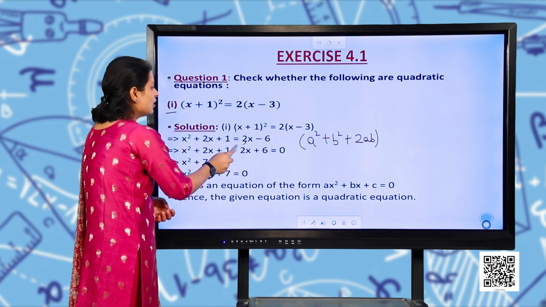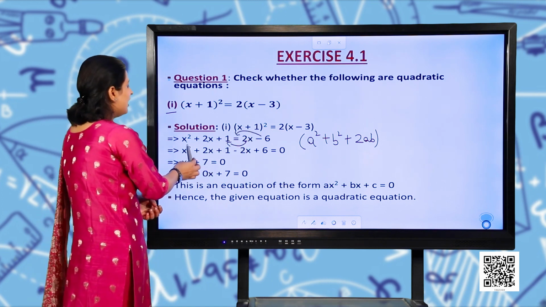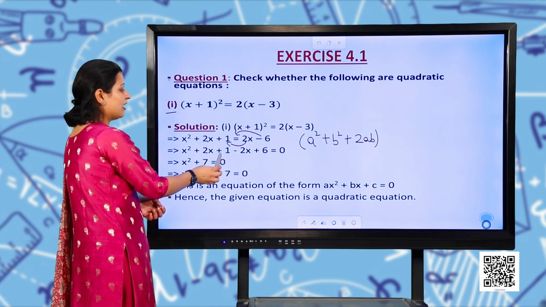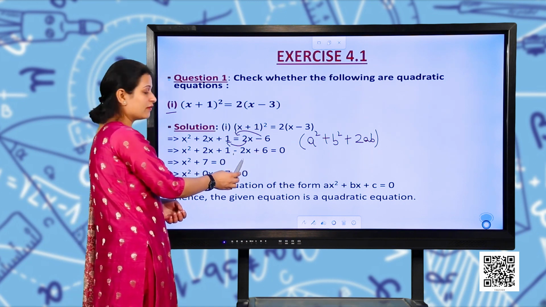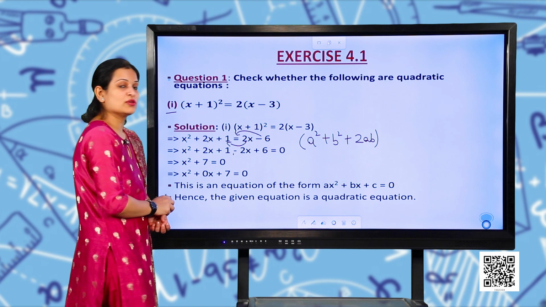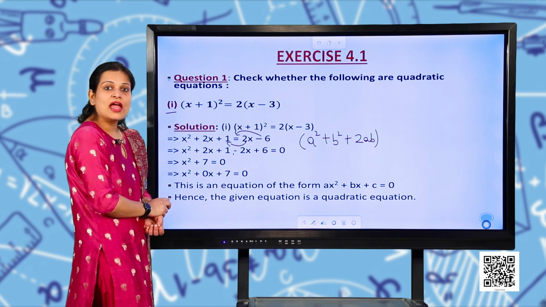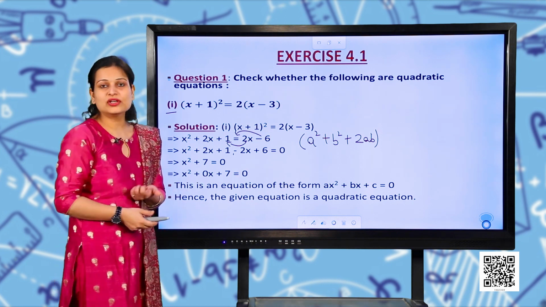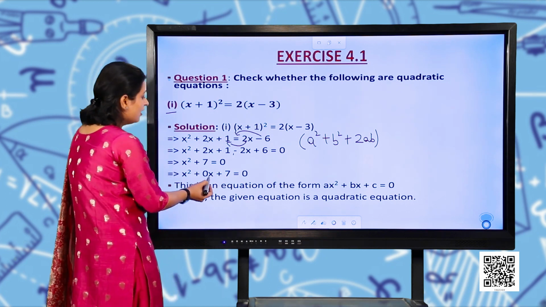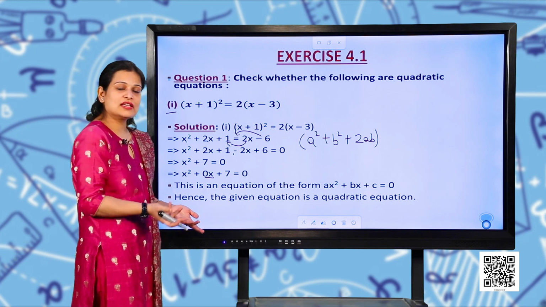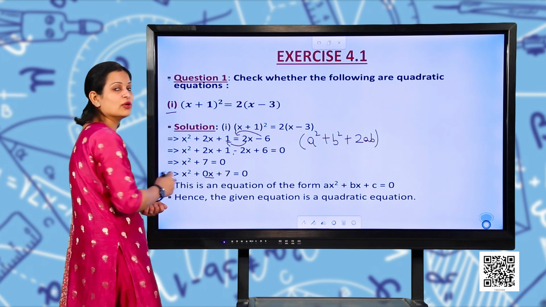Again transposing 2x and minus 6 to the left hand side, what will you get? x square plus 2x plus 1, this will remain as it is. The sign of this will become negative and the sign of this will become positive. So you will get minus 2x plus 6 equal to 0. So after solving, you will get x square plus 7 is equal to 0. As you can see here, there is no term which contains the variable only x. Means what? You can write this as 0 into x, you will get 0 only. So x square plus 0x plus 7 is equal to 0.